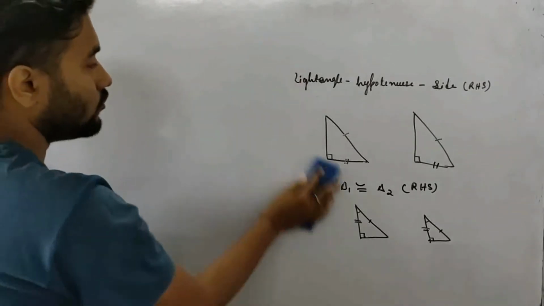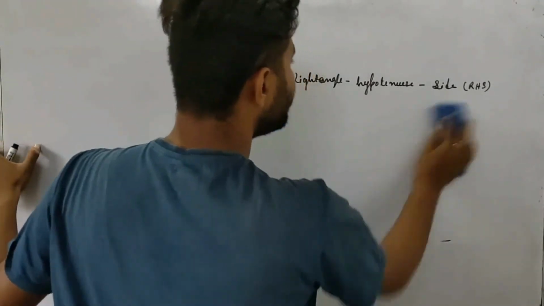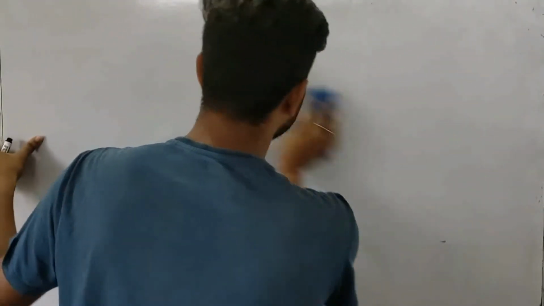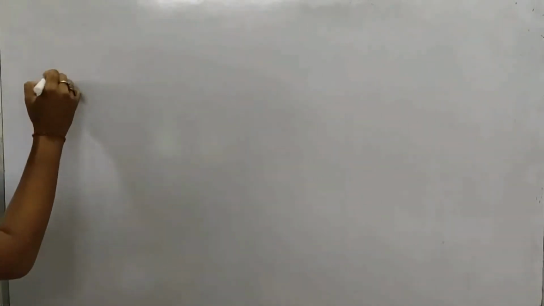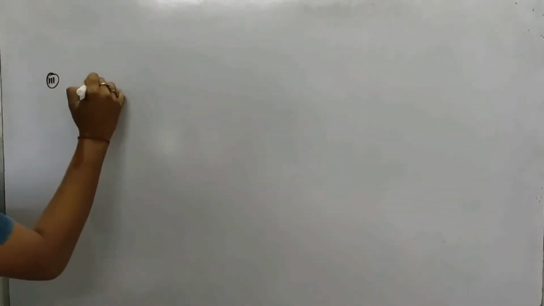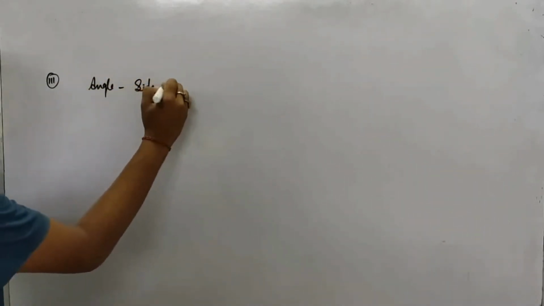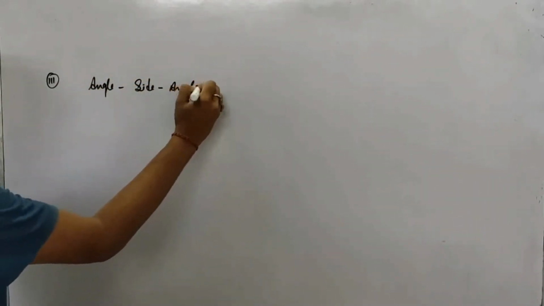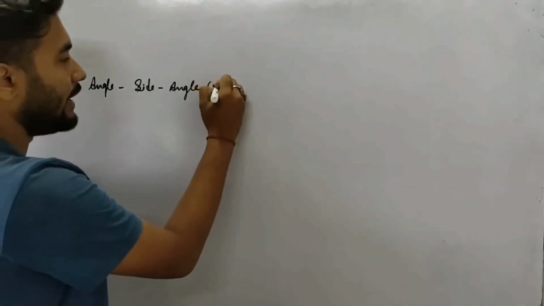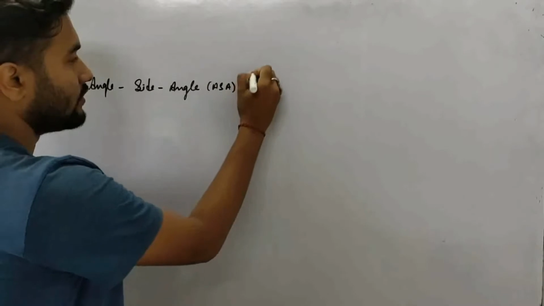Now let us see the fourth one. Sorry, third one actually. Fourth one done. Let us see the third one now. Third one was what? Angle, side, angle. Angle, side, angle. That is what? ASA.